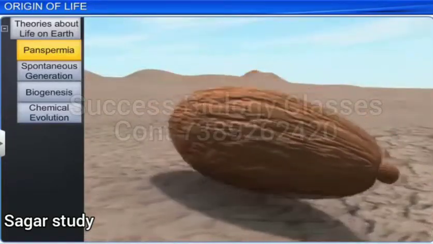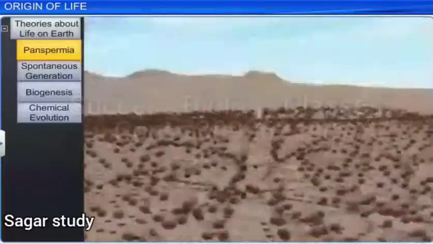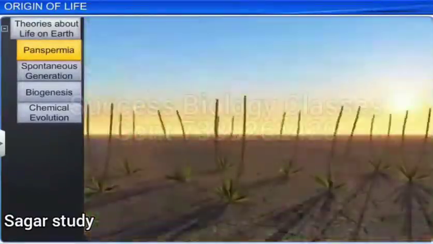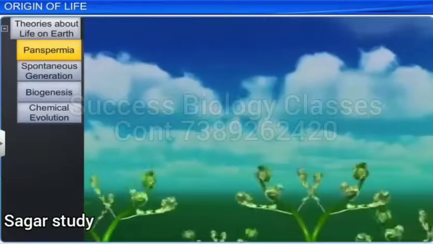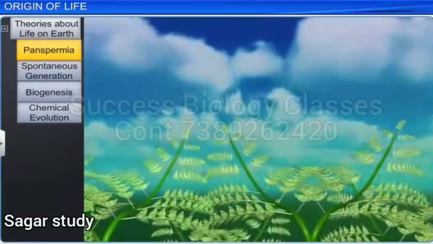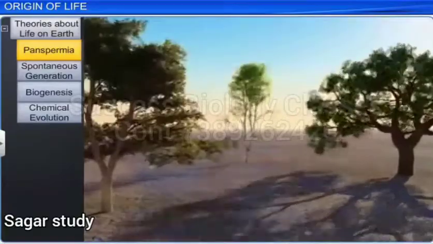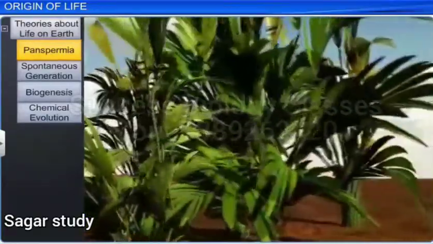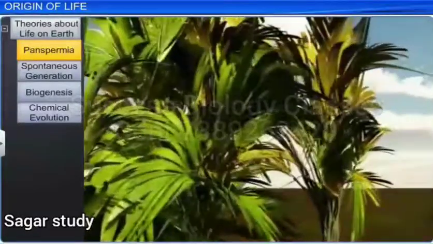Panspermia assumes that seeds of life exist all over the universe. Therefore, the life on Earth may have originated after one such seed was deposited on the Earth from somewhere in the universe. This theory generates much interest even today.